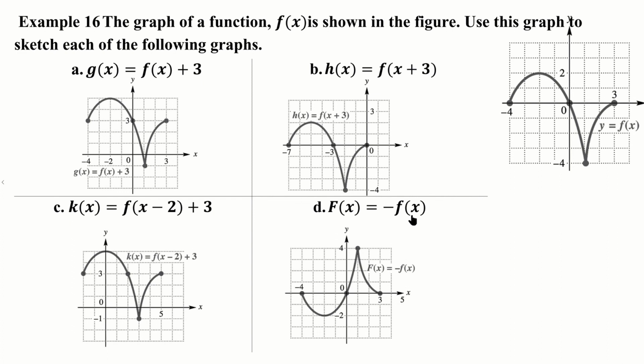And for this one, negative f of x, that's a reflection with respect to what? With respect to the x-axis. So basically, you're going to flip the whole graph. So this part obviously will go up, and this part will go down, because you're just taking the opposite of each y value, right?